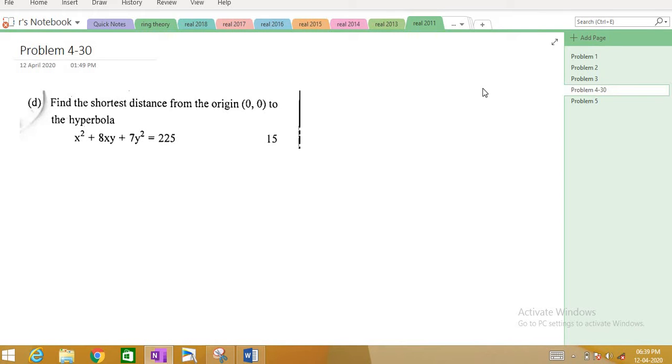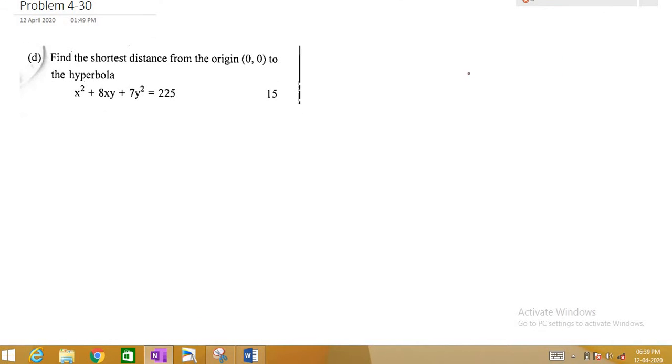Now we will get back to our problem: find the shortest distance from the origin to the hyperbola, right? So we want to find the shortest distance between the origin and the hyperbola. As I said, whenever you have to find a maximum or minimum, we always use Lagrange multipliers, right?